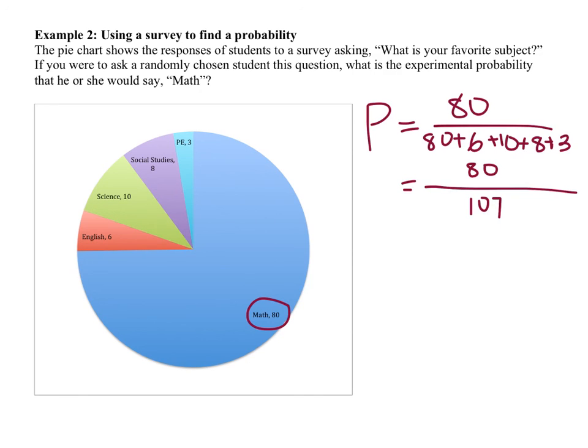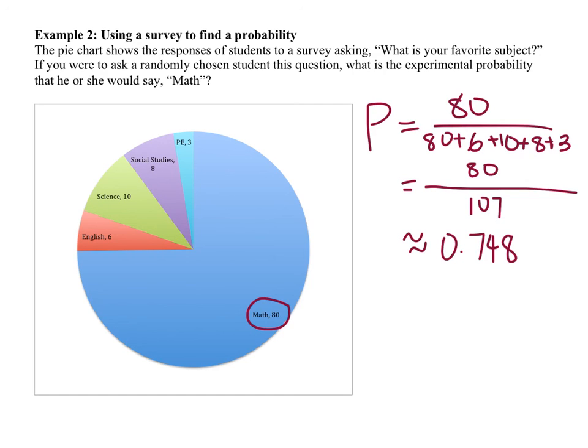Finding the equivalent to this, I'll plug it into a calculator. 80 divided by 107 is going to be 0.748. So my probability is 0.748. In other words, if I were to randomly ask a student what their favorite subject was, there's about a 75% chance that they might answer math, which is not surprising to any of us, right?